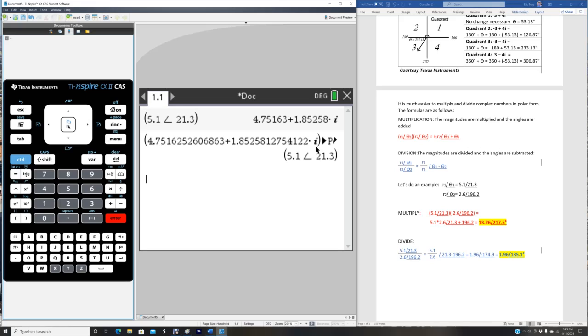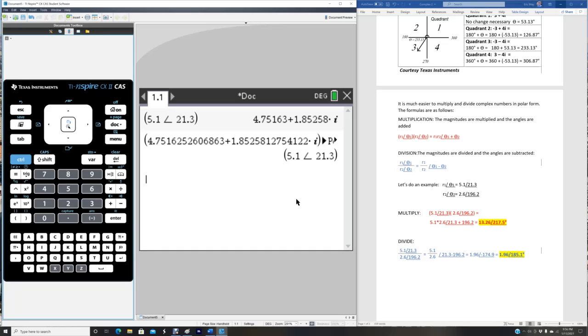Now let's try some multiplication. Here's the deal with multiplication. For some reason, I'm not sure why, when you multiply in polar coordinates, it gives you the answer in rectangular coordinates. So you actually have to take a second step to convert back to polar.